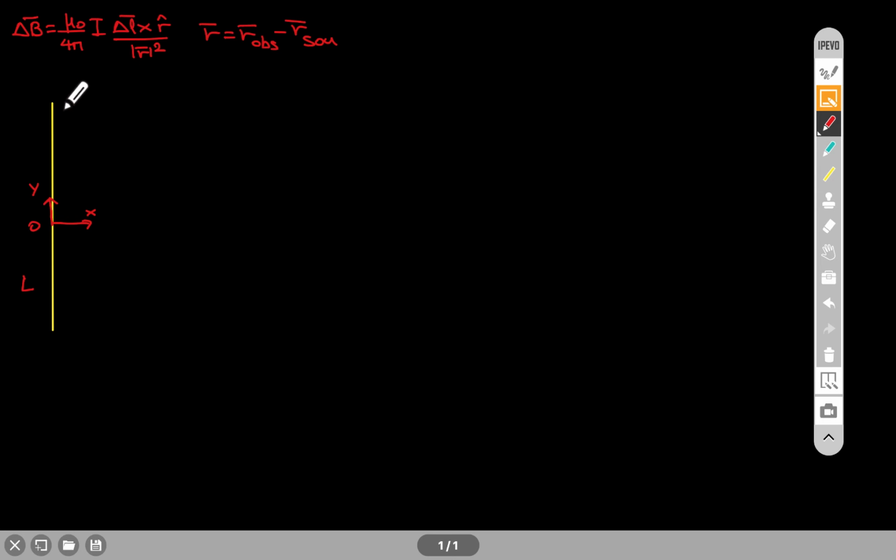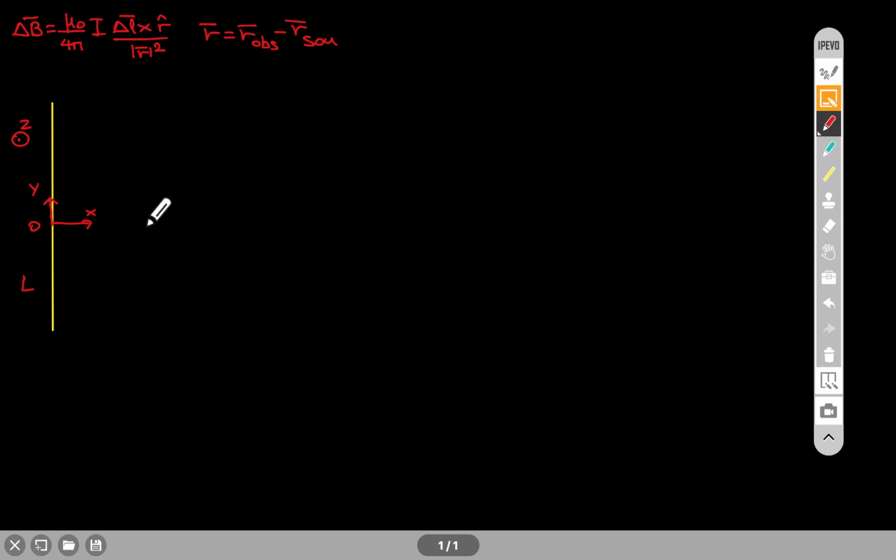Now, the current carrying wire that I have here is a straight line. The entire length is L, and I have placed the origin of the coordinate system at the center of this wire. Positive x is to the right, positive y points up. And because of this convention, the positive z direction, and I will indicate that, goes out of the board. So this is the positive z direction.